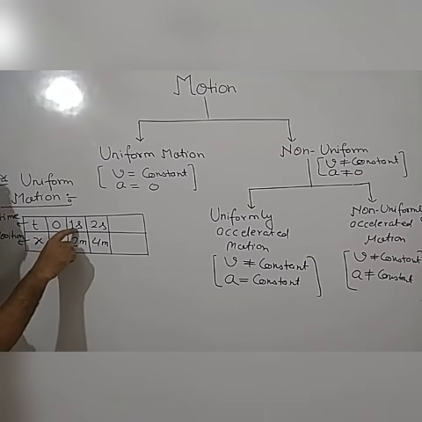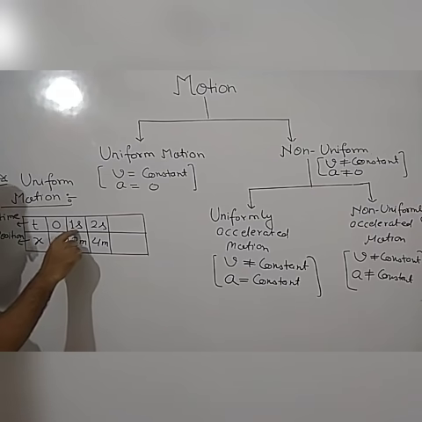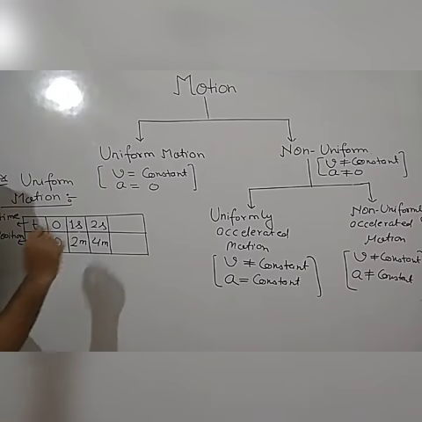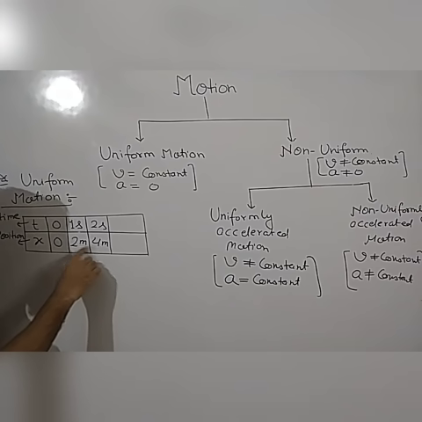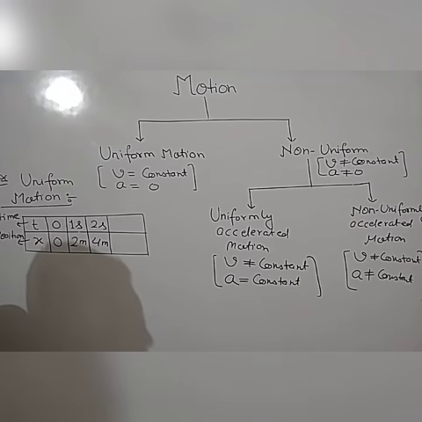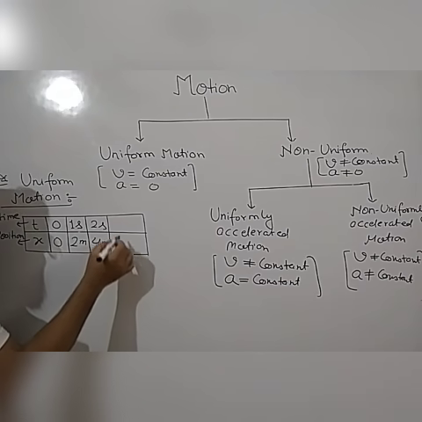Now what does this table indicate? From 0 to 1 second, your displacement or your position changes by 2 meter. From 1 to 2 seconds, how much time interval is this? This is the time interval of 1 second. And how much is the position changing? It is also 4 minus 2, that will be 2 meter. Okay, now let us take one more interval.